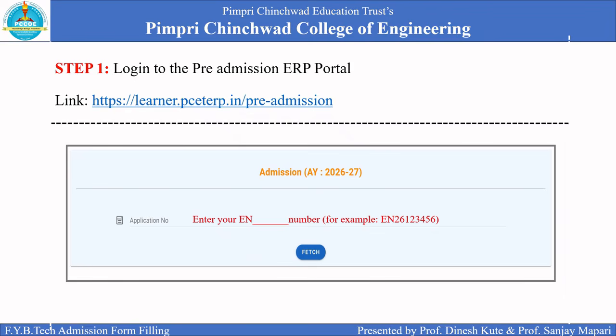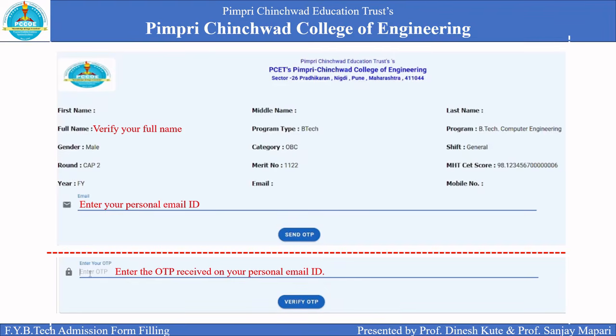Step 1 is to log into the pre-admission ERP portal. The link is learner.pcterp.in/pre-admission. Then enter your EN number here and click on the fetch button. Your information will be automatically fetched here. Kindly verify your full name, program type, program, gender, etc. Note that the fields like first name, middle name and last name will be blank here.